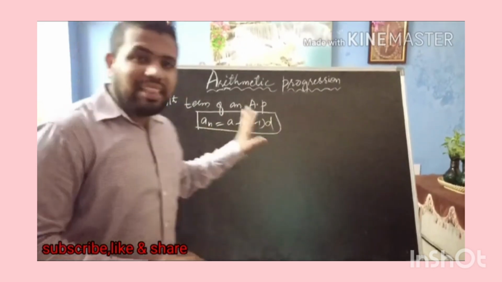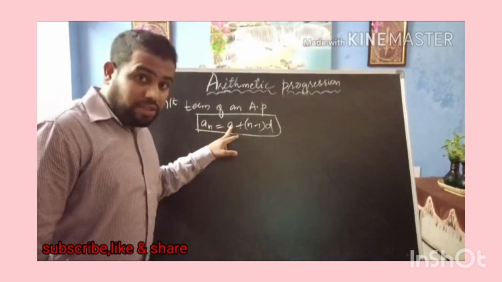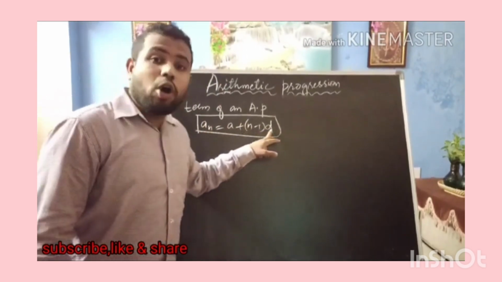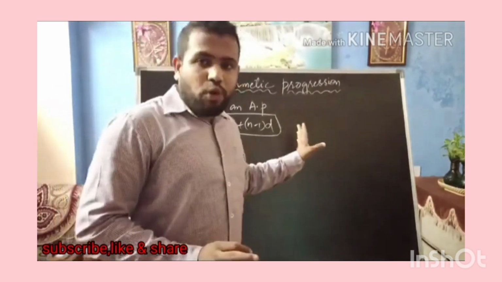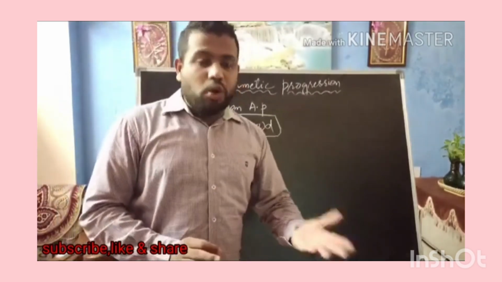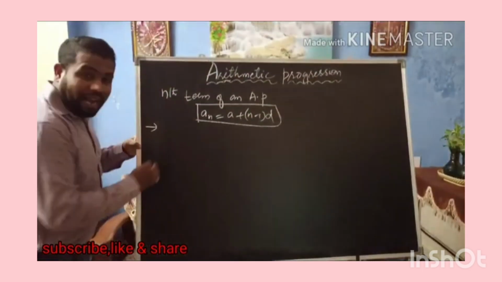This is the formula to find the nth term of an AP, where An is the nth term, A is the first term, N is the number of the term and D is the common difference. How can we use this formula to find any term in the given series of an AP? Let us see. I have a question with me now.